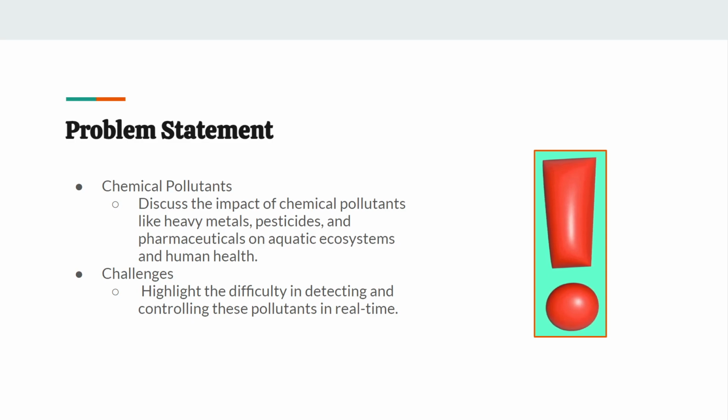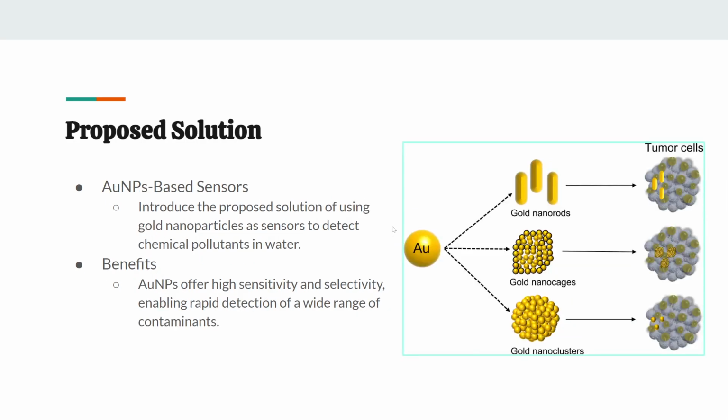Humans are exposed to heavy metals through eating fish, consumption of water, or direct contact. These pollutants can cause neurological disorders, kidney damage, a whole lot of mess in our body. So my proposed solution is using AuNP-based sensors. I'll introduce these very complicated things. AuNPs offer high sensitivity and selectivity, enabling rapid detection of a wide range of contaminants.